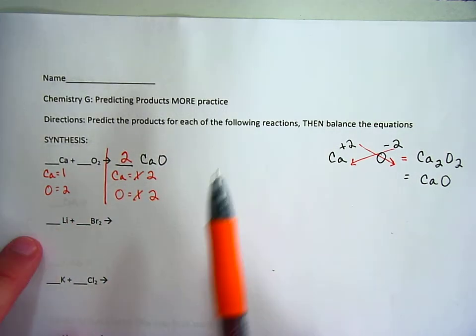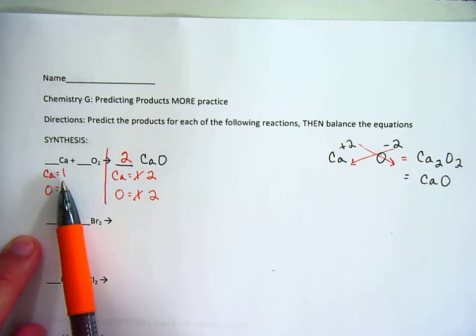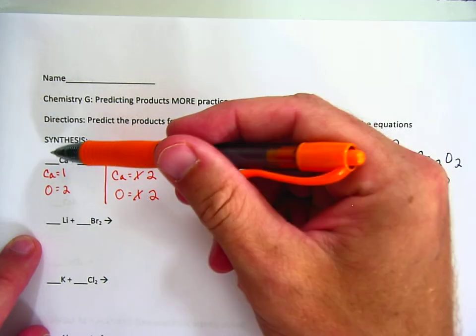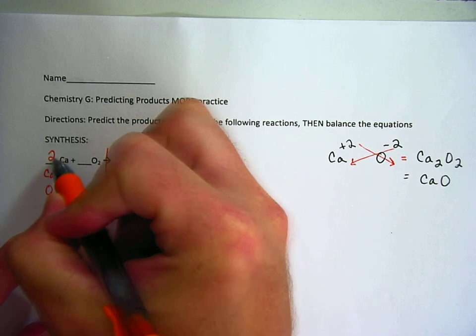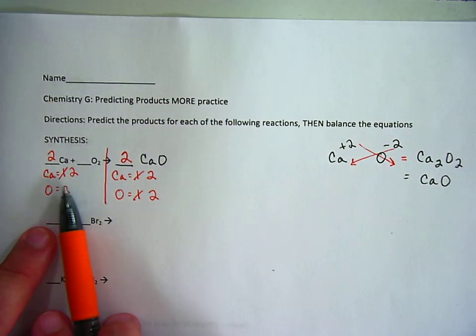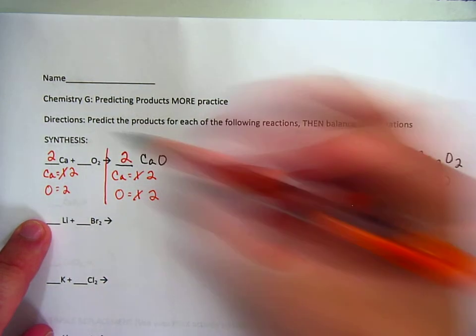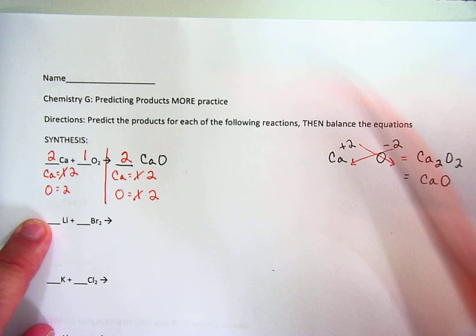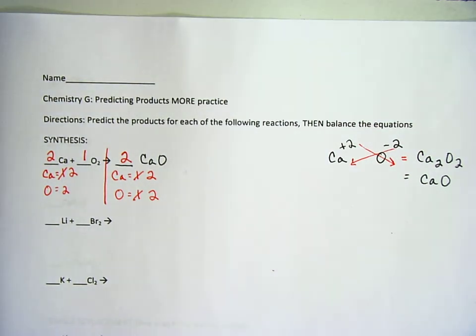So now when we look, our oxygens are balanced, 2 and 2. But our calciums are unbalanced. We have 2 on the right, but only 1 on the left. So what number can we put here? We can put a 2 as a coefficient. So now 2 times 1 gives us 2. And now we're completely balanced. 2 calciums, 2 calciums, 2 oxygens, 2 oxygens. And the empty space just gets a 1 as a placeholder. So there's your example on how to do predicting products and balancing for a synthesis reaction.